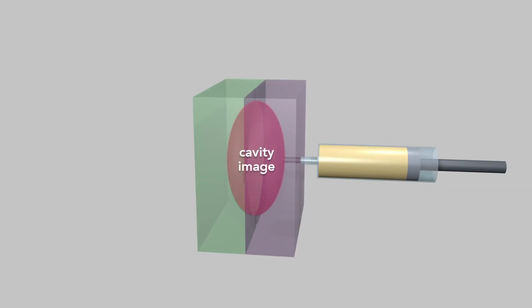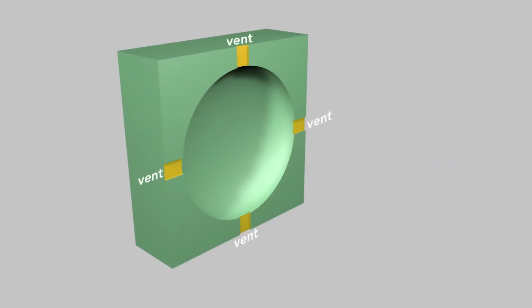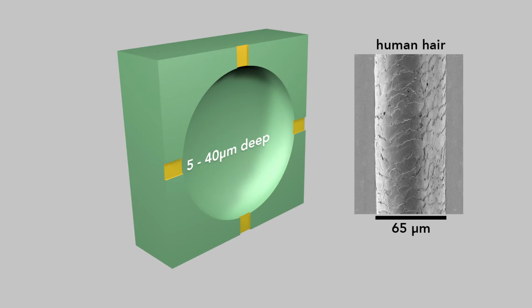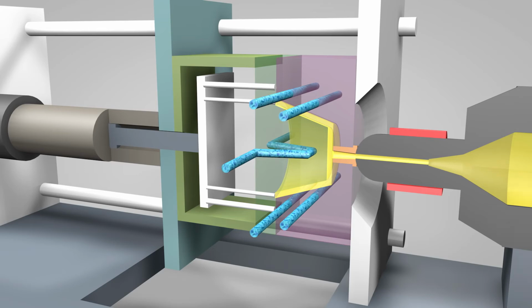Initially, the cavity image is filled with air. As the molten plastic is injected, it forces air out of the mold, which escapes through vents. These vents are channels ground into the landing surface of the mold. They're very shallow, between 5 and 40 microns deep. The plastic, which has the consistency of warm honey, is too viscous to flow through the narrow vents. To speed the plastic solidification, coolant, typically water, flows through channels inside the mold just beneath the surface of the interior.